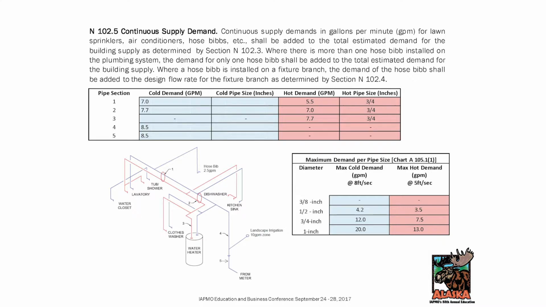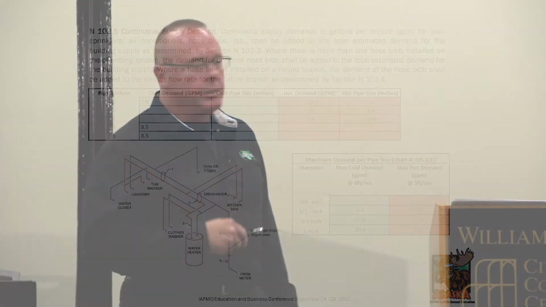Now we have a new pipe section 5, which is before the landscape irrigation connection. Now we are adding landscape irrigation, 1 hose bib, 21 gallons per minute, and now the pipe size is increased to 1.25 inches. So that's how you would add the continuous demand in the scenario using the calculator. You wouldn't add continuous demand in the calculator. You would not use a calculator for that. You would add it to the estimate.